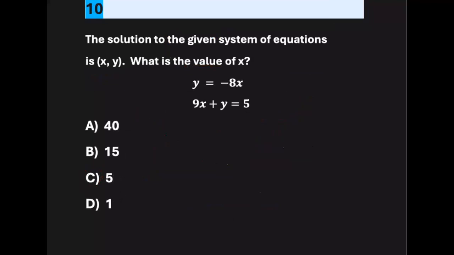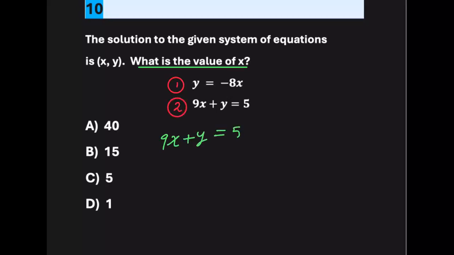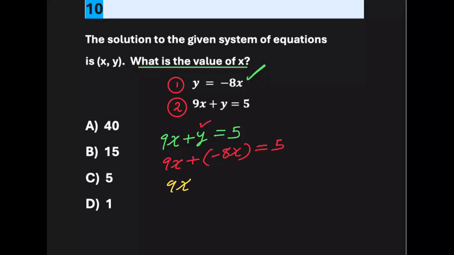Question 10 is a system of equations, and the question is, what is the value of x? To find the value of x, we're going to use the substitution method. Okay, we're going to call this one equation 1, and this equation 2. 9x plus y is equal to 5. And we have the value of y here, so we're going to substitute minus 8x for y, and we have 9x plus minus 8x is equal to 5. We have 9x plus negative 8x is equal to 5. So 9x minus 8x is x equal to 5. And the answer is right here.